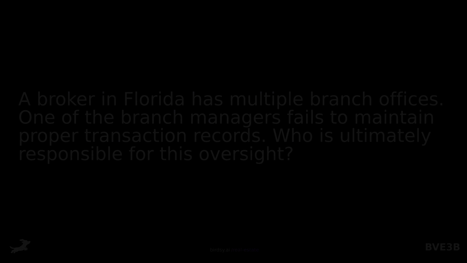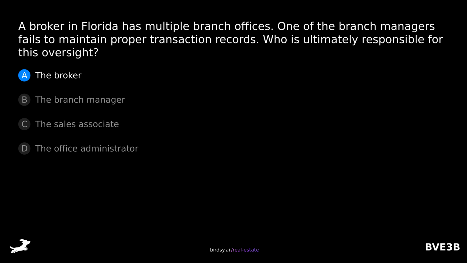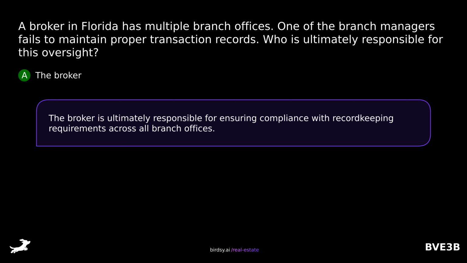A broker in Florida has multiple branch offices. One of the branch managers fails to maintain proper transaction records. Who is ultimately responsible for this oversight? Is it A, the broker, B, the branch manager, C, the sales associate, or D, the office administrator? The answer is A, the broker. The broker is ultimately responsible for ensuring compliance with record-keeping requirements across all branch offices.